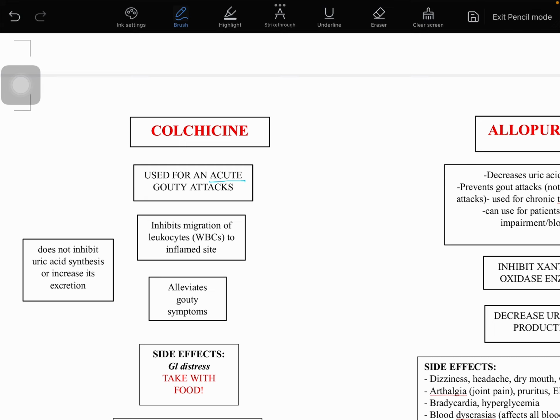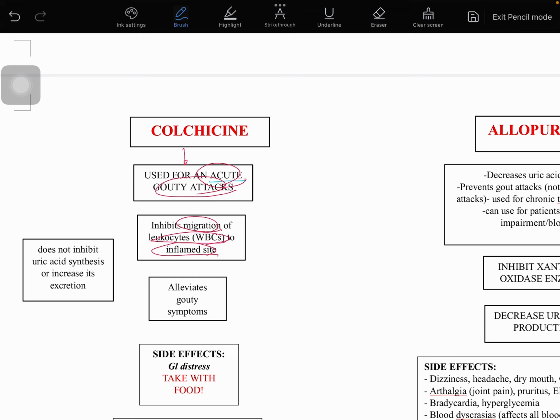Usually, ang colchicine natin class, they are just being used during acute gouty attacks. Okay, ginagamit po natin ang ating colchicine during your acute gouty attacks natin. Ngayon, ang ginagawa po ng ating colchicine, they inhibit the migration of your leukocytes or your WBCs papunta sa ating inflamed site. Wherein na-discuss natin yan kanina na nagkakaroon ng infiltration, accumulation or migration of your WBC sa mismong injured site natin.